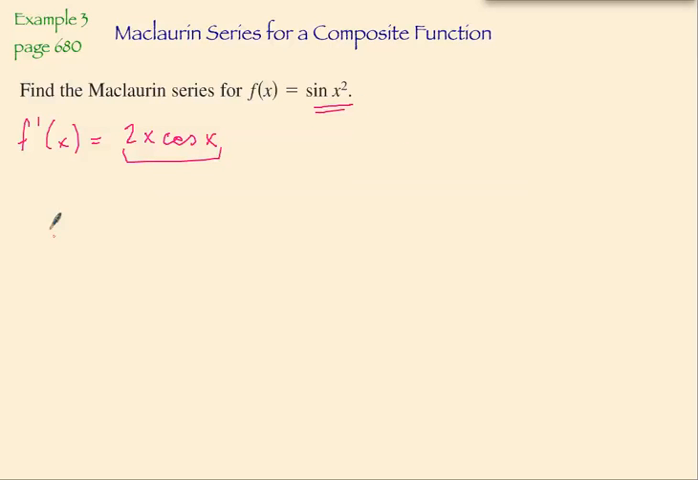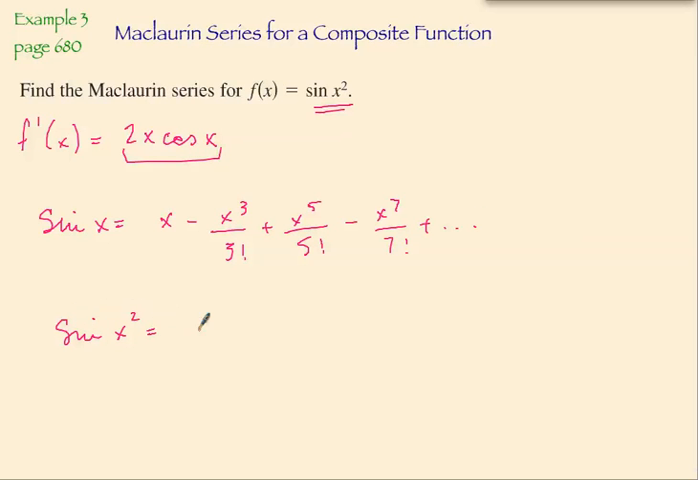But here's what we can do. We can say the series for sine x, which we just developed, is x minus x cubed over 3 factorial plus x to the 5th over 5 factorial minus x to the 7th over 7 factorial, etc. And so sine x squared is x squared minus x squared cubed, x to the 6th over 3 factorial, plus x squared to the 5th, x to the 10th over 5 factorial, minus x squared to the 7th, x to the 14th over 7 factorial, etc. Bada bing, boys and girls, that's how that works.